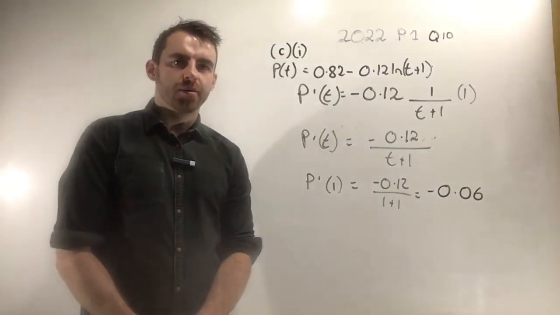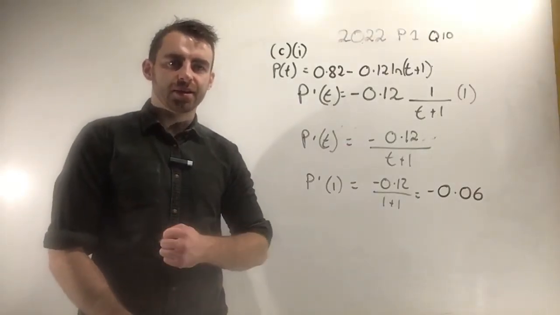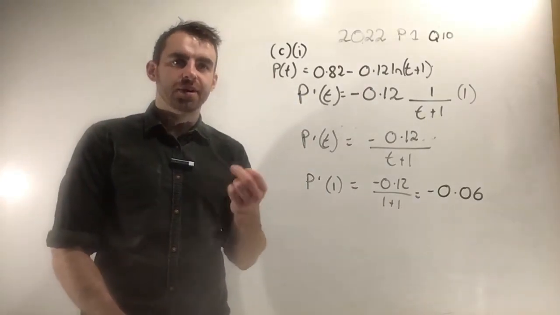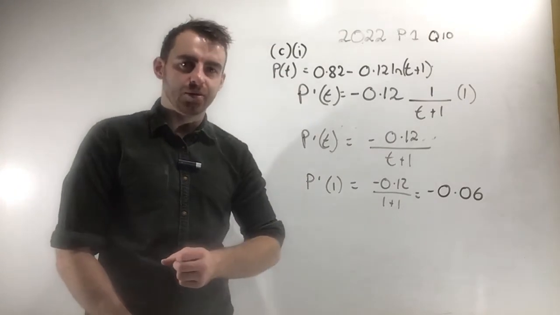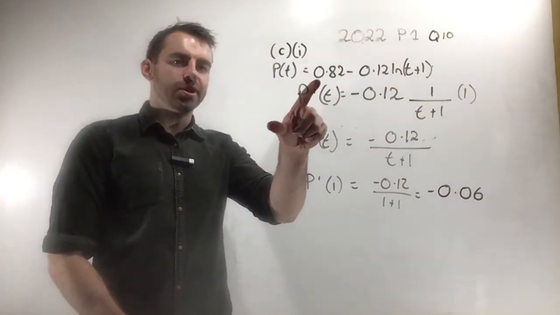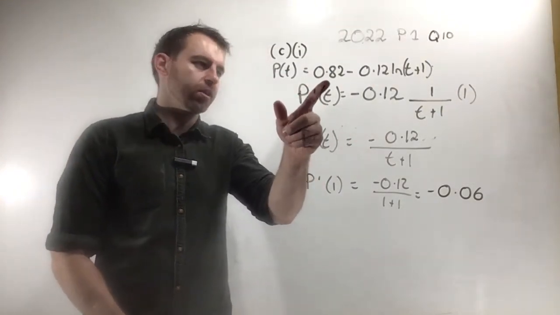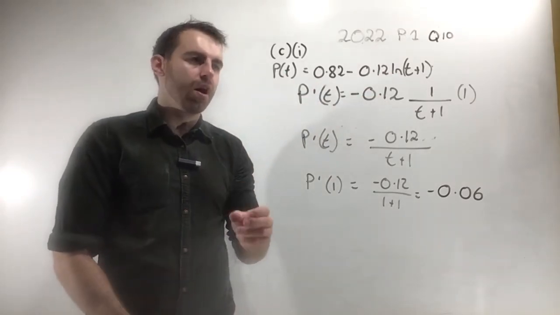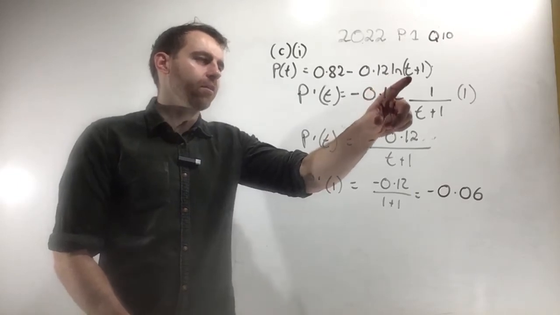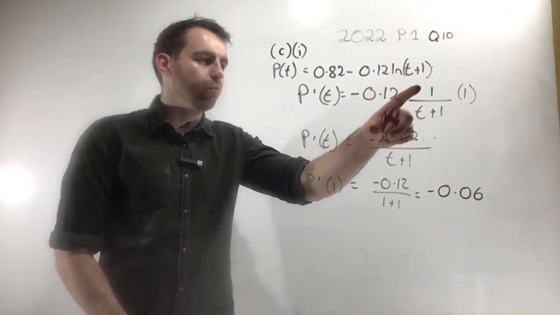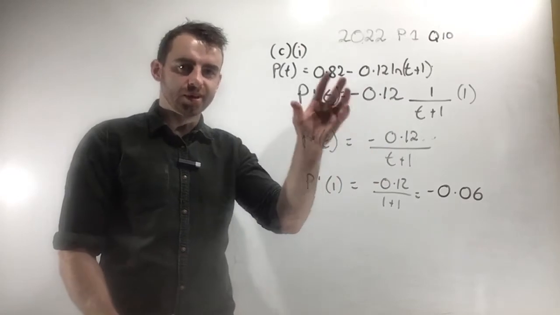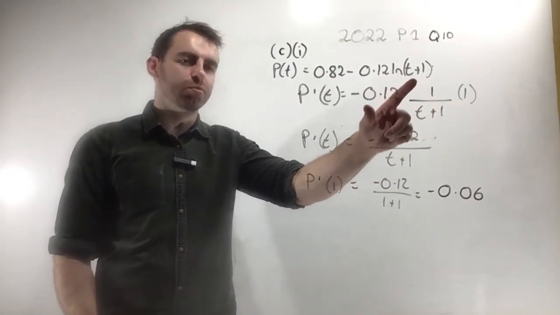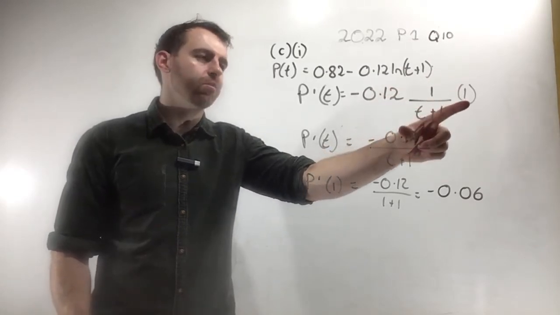In C part 1, we're asked to find the value of p dash of 1. You should recognize the little dash indicates the derivative. So you need to get the derivative and sub in t equals 1. If you differentiate 0.82, you just get 0 because it's a constant. And there's a rule in our maths tables for getting the derivative of a log. The derivative of ln of t plus 1 is simply 1 over t plus 1. That rule is there in your maths tables. And then you multiply by the derivative of t plus 1, which is simply 1.